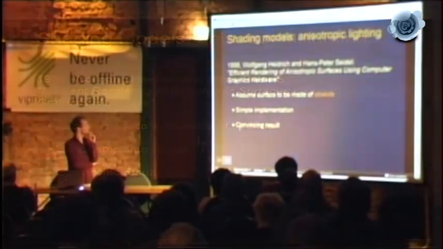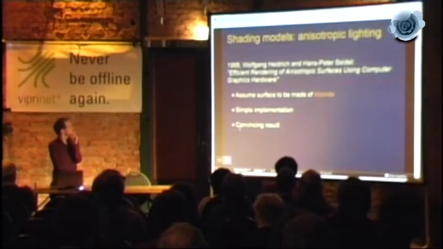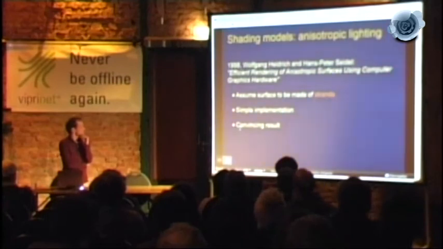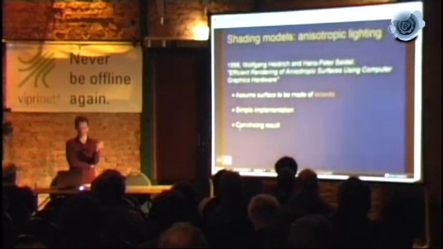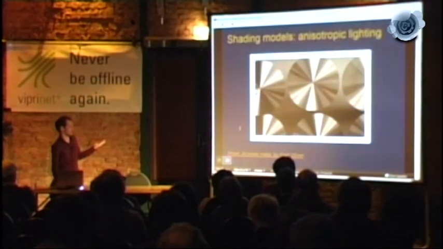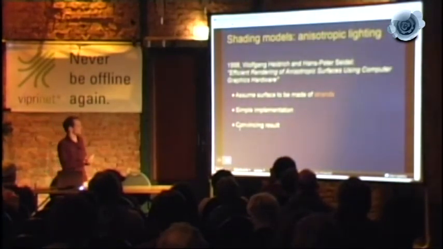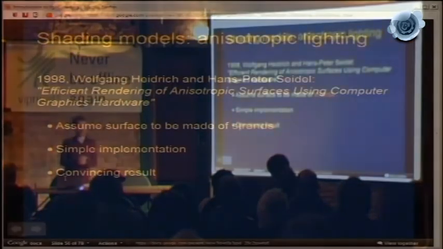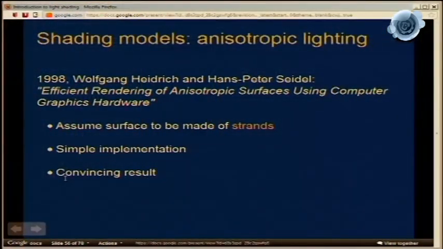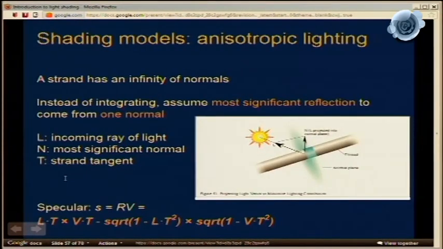There is this model published in '98 by Wolfgang Heidrich and Hans-Peter Seidel, which assumes a surface to be made of strands. It definitely makes sense when you see this kind of thing. It is pretty simple to implement, and the result is somewhat convincing. So I'm presenting it here pretty quickly. Sorry about the screenshot. I didn't come up with one by myself here, so I shamelessly copy-pasted it from the internet.